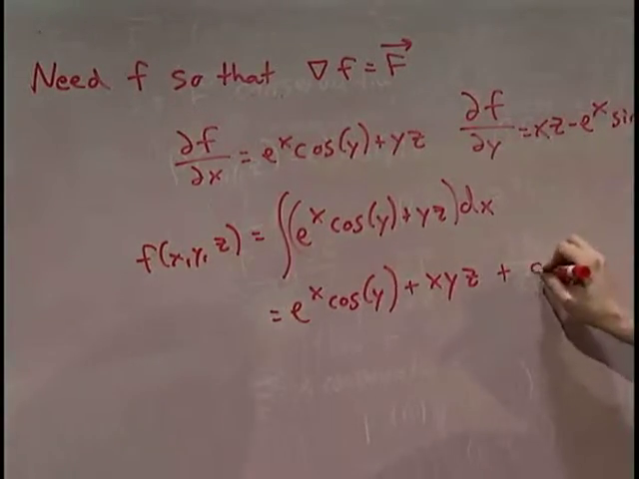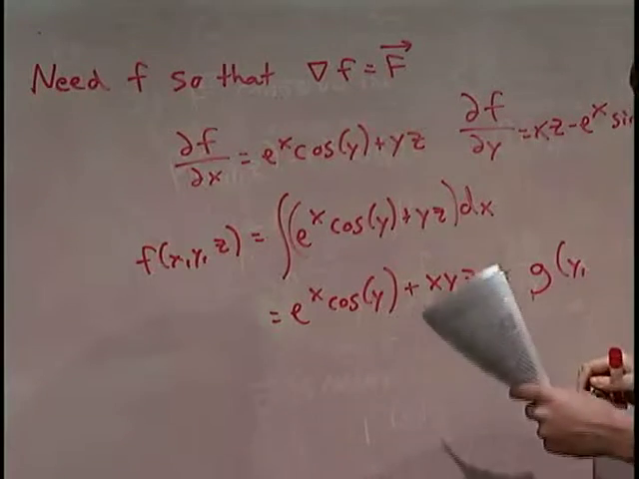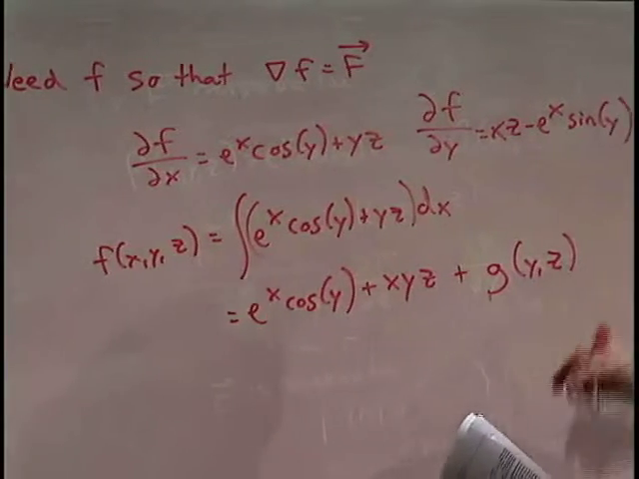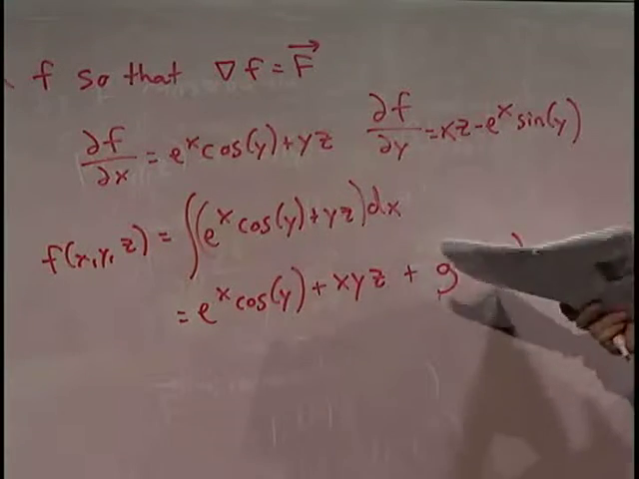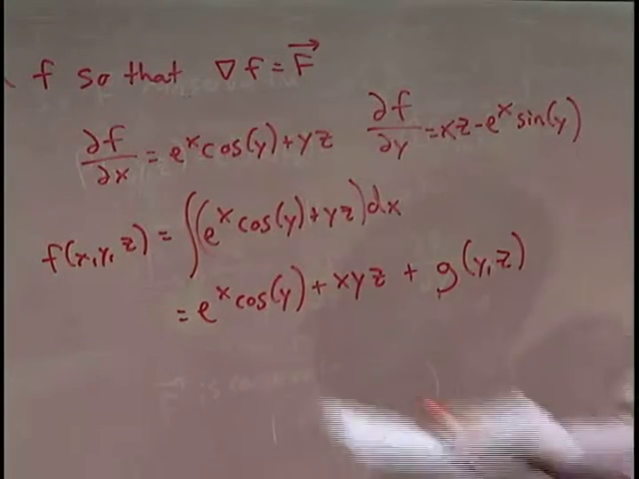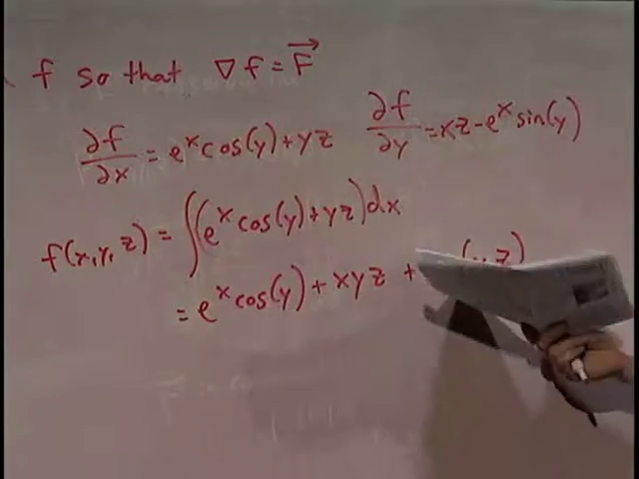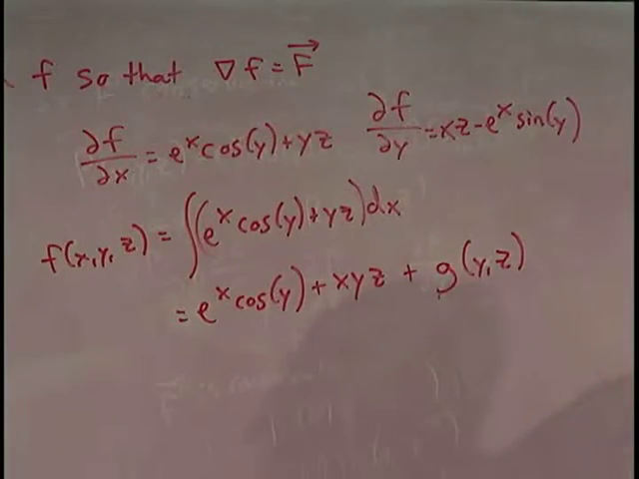And then on the end, we have this function g of yz, because if it's a function only of y and z, again, it'll act like a constant with respect to x. So this could be a constant number, could be a function of y and z. We don't know what it is at this point, though. But that's our f of x, y, z.